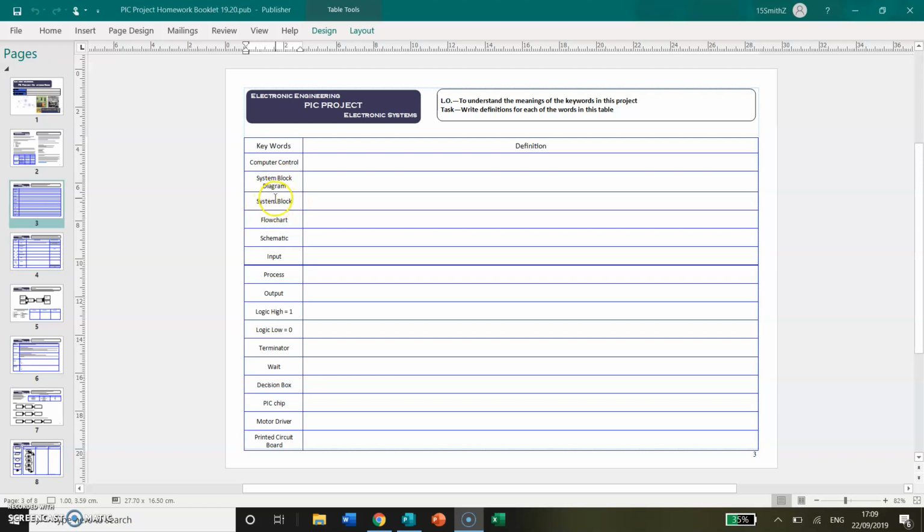Within your system block diagram, you've got several system blocks. As I said before, they can be inputs, they can be processes, they can be outputs, and they can be combined together in numerous different ways.